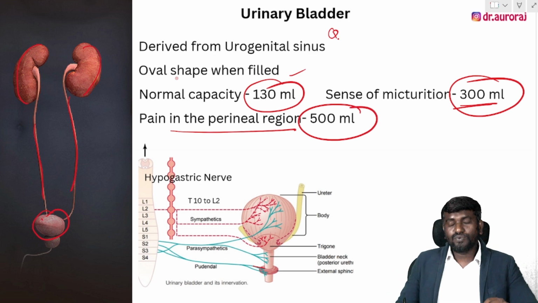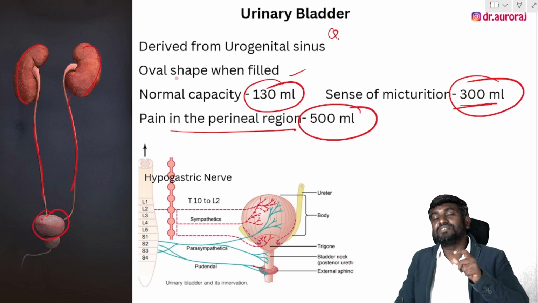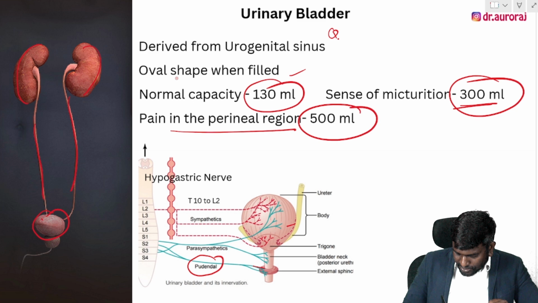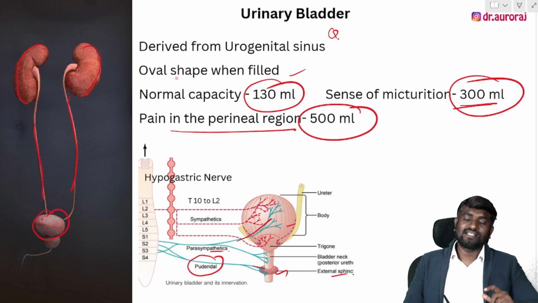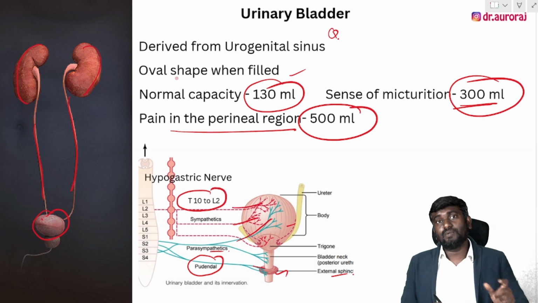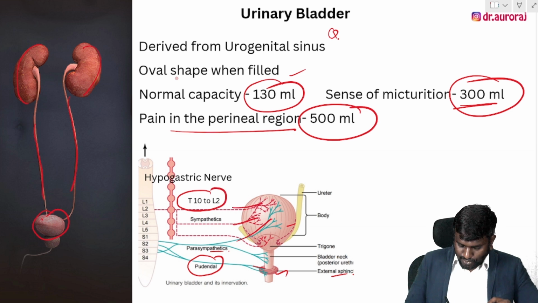Now it is also very important to know the nerve supply of the bladder. The important nerve is going to be the pudendal nerve, which is going to supply the external sphincter. Very important. Followed by the parasympathetic nerve, which is going to supply the body. And we also have the hypogastric nerve, the sympathetic nerves from T10 to T12. So please remember the hypogastric nerve and also the pudendal nerve. These two are going to be very important.